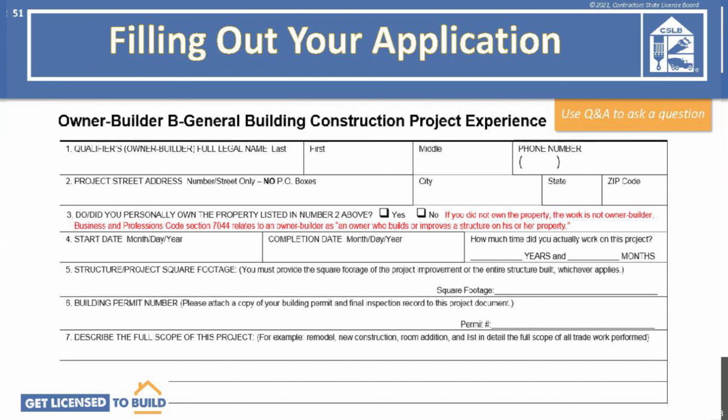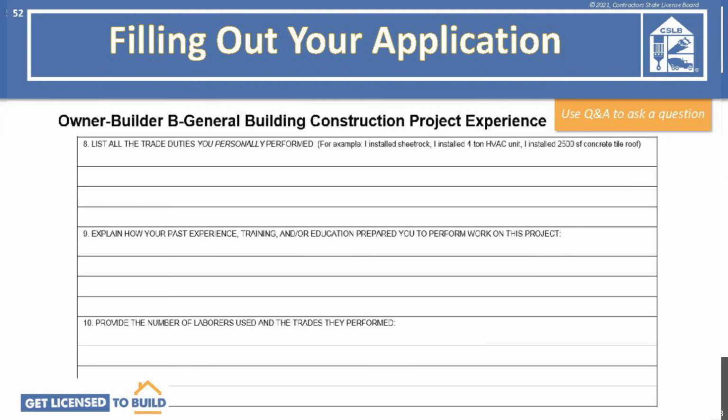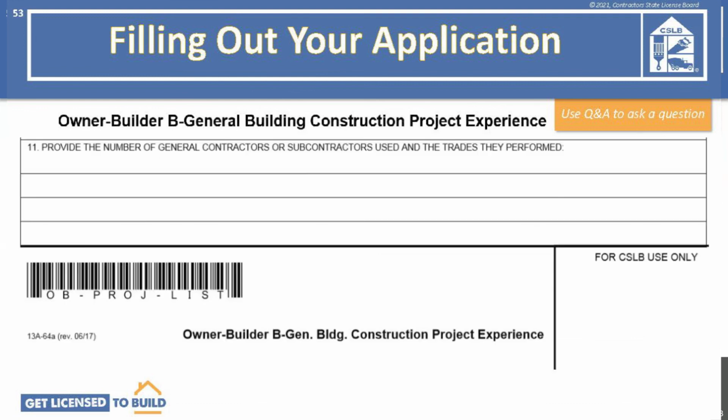You will need to list the building permit number here on line number 6. On line number 7, you will need to provide the scope of the project. In boxes 8 through 10, you're going to need to provide more detailed information about the project. Question number 11 asks if other general construction contractors worked on the project and what trades they performed. Remember, this information should be as complete and accurate as possible.